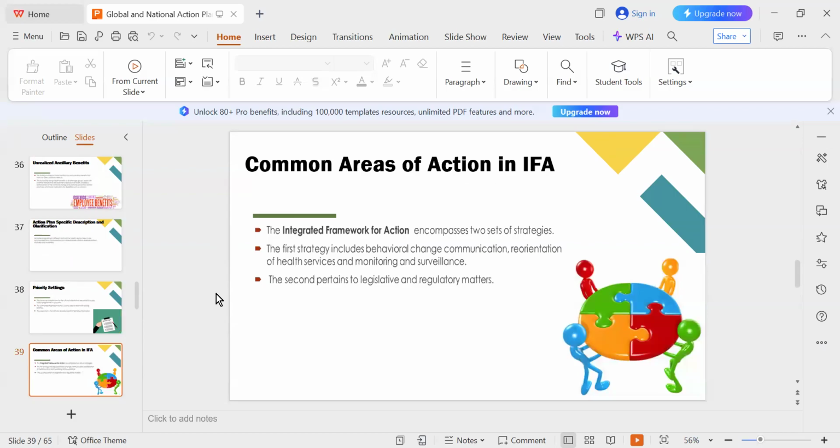The common areas of action in the integrated framework of action. The integrated framework for action encompasses two sets of strategies. The first strategy includes behavioral change communication, reorientation of health services, and monitoring and surveillance. The second pertains to legislative and regulatory matters.